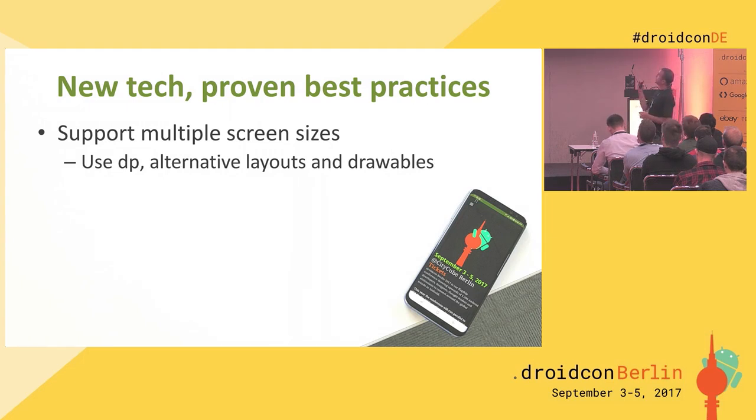So with this new technology, all we have to do is stick to the old, good, proven best practices. When it comes to supporting multiple screen sizes, use density pixels. Don't use the real pixels. You can choose to use alternative layouts and alternative drawable resources, because the screen density changes.